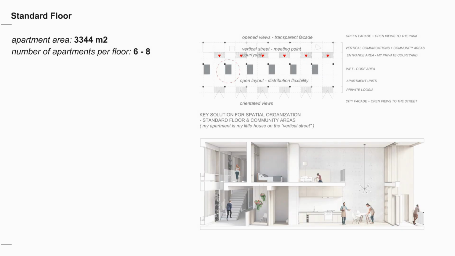Standard floor is divided into various apartment units. Because of a high flexibility and possible combination of apartments, it is possible to range from 6 to 8 apartment units per floor, with two-sided orientation, with good natural light and ventilation. Apartment entrance area is designed as a private courtyard, allowing privacy for the bedrooms orientated to the gallery side. With this own courtyard, every apartment unit becomes a personalized little house.